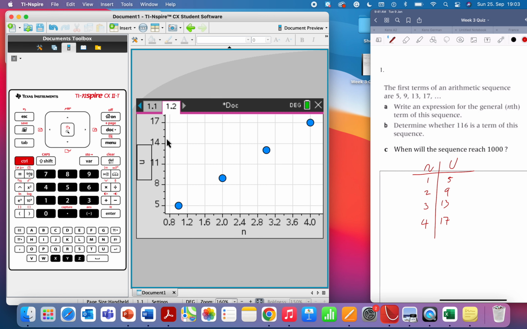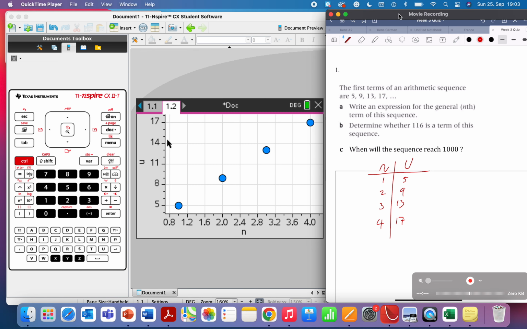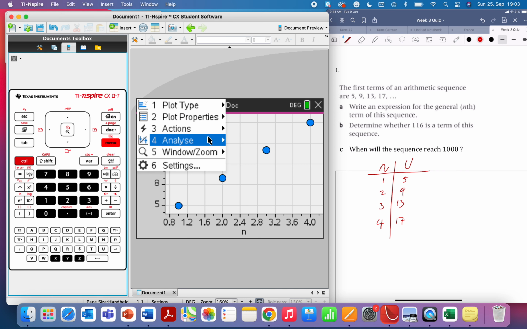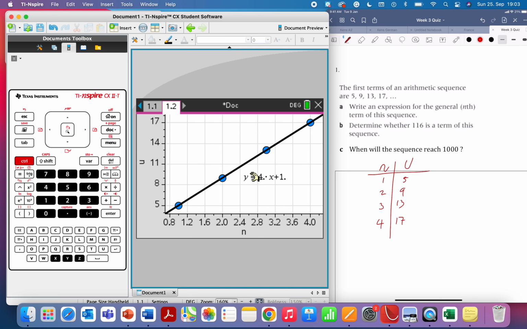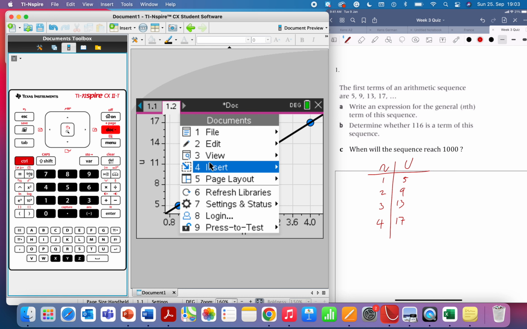And of course it's linear because the arithmetic sequence has a common difference of 4, and so this should be a straight line, y equals 4x plus c. Menu, analyze, regression, linear, and there we go. Perfect, 4x plus 1.